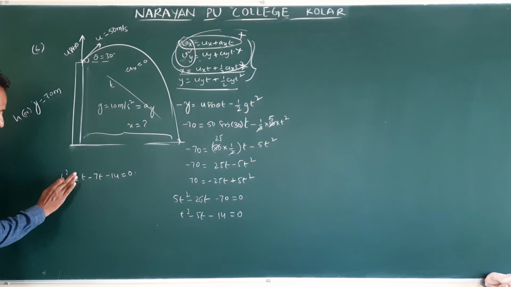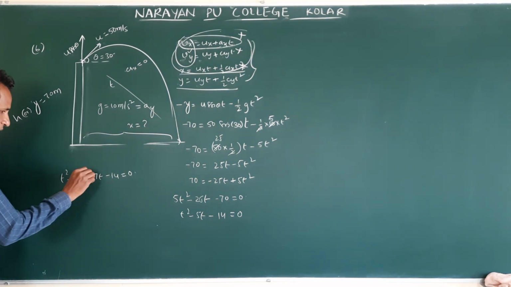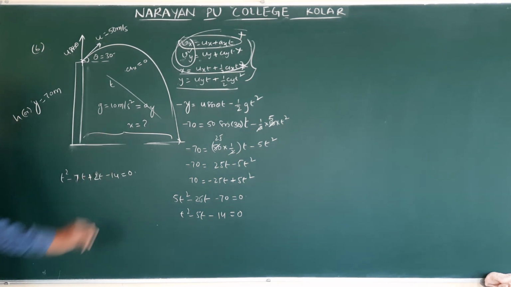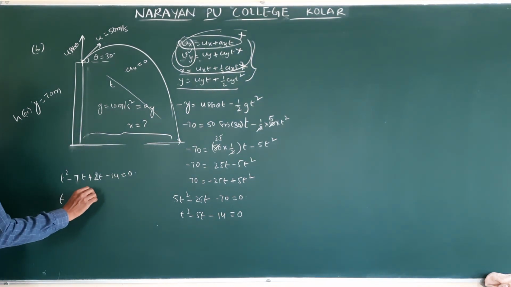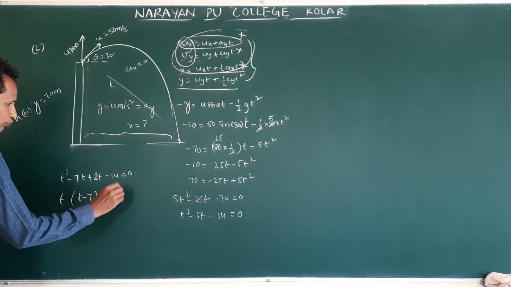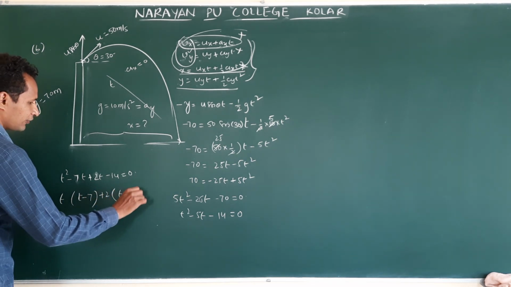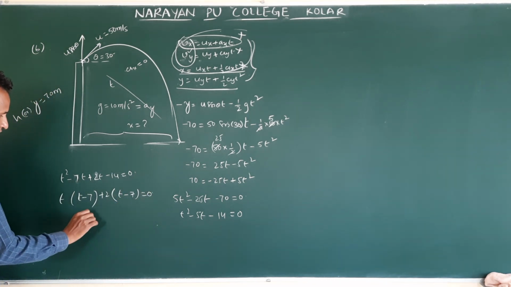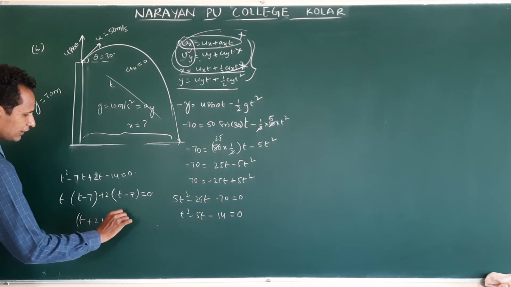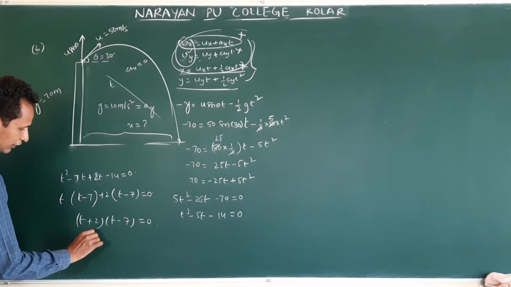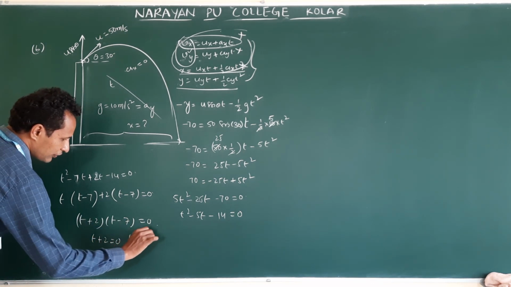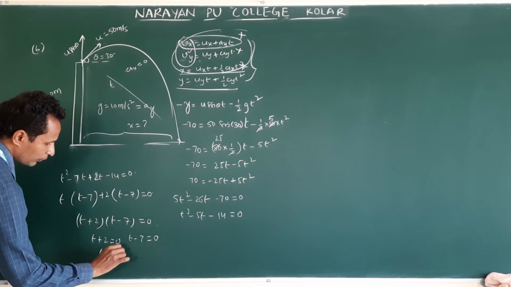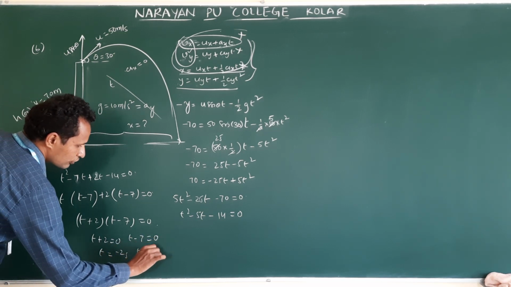So we will have minus 7t plus 2t. Now in this, t common: t minus 7 plus 2 times t minus 7 is equal to 0. Then t plus 2 and t minus 7. If this is equal to 0, t plus 2 is equal to 0 and t minus 7 is equal to 0. t is equal to minus 2 seconds, t is equal to 7 seconds.